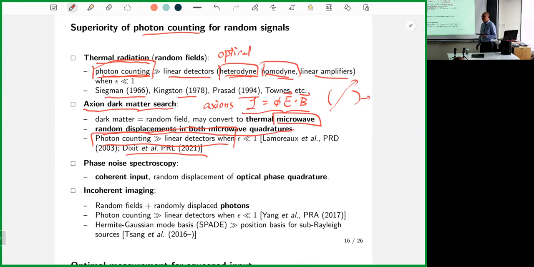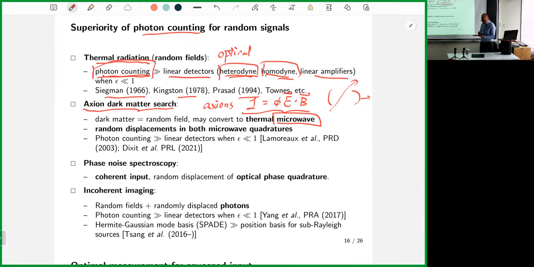The idea that photon counting is better than homodyne is under the assumption that there's no background technical noise we have to worry about. That's true, yes. I would say that because there's such a fundamental advantage between photon counting and linear detectors, even if you have a little bit of background, there's still a significant improvement. It's only when you have really strong background that these two techniques become comparable.